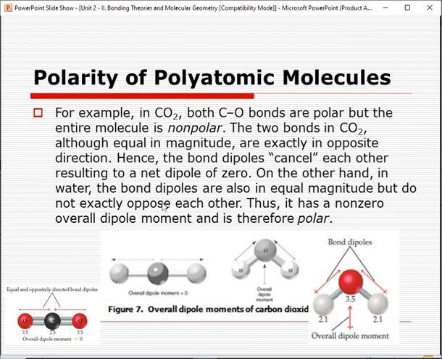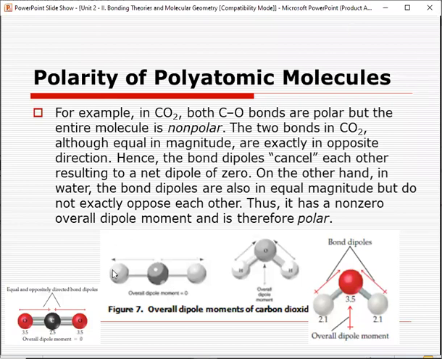On the other hand, for water, the bond dipoles are also in equal magnitude. So ang O of H and O of H diri sa left side, na sila same nga magnitude sa ilahang bond dipoles. But then, the bond dipoles do not exactly oppose each other tungod sa ilang geometry. Diba? So thus, it has a non-zero overall dipole moment and is therefore polar.